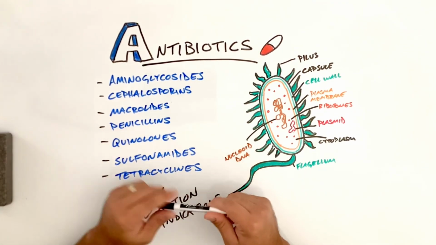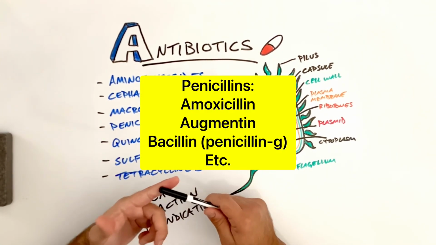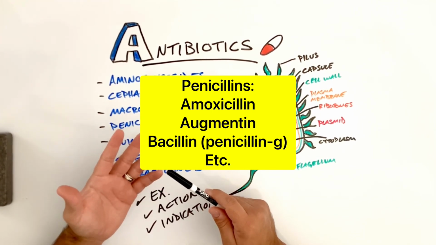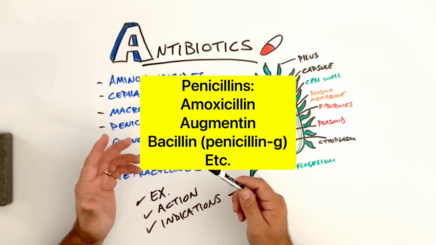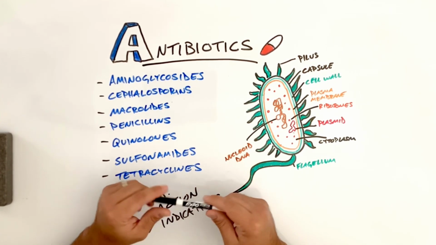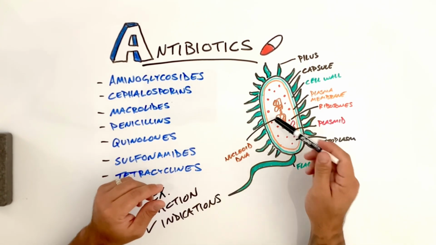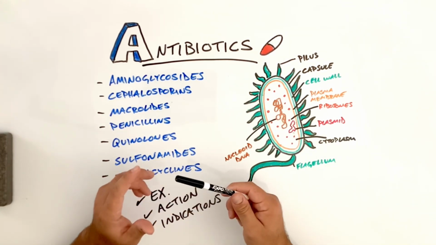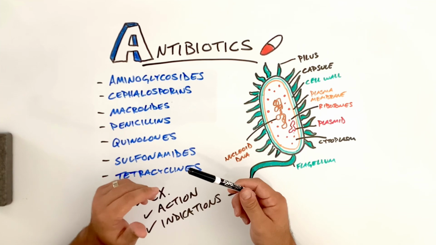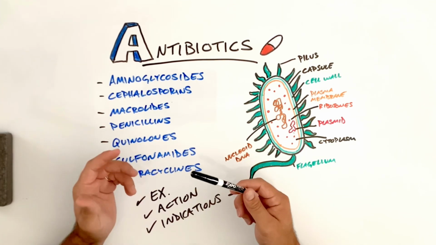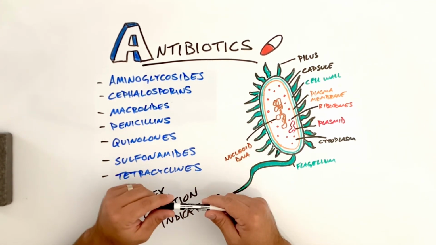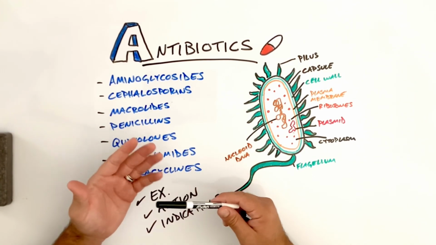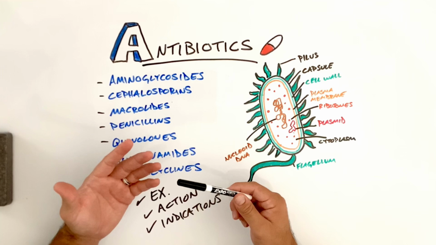Penicillin is a big popular one. So amoxicillin, you have Augmentin, Bicillin, stuff like that. Penicillin G rather. This is going to kill the bacteria by preventing the formation of the bacterial cell wall. A lot of the indications for these are sinusitis, respiratory infections, skin infections, UTIs. And then some penicillins are used to treat anthrax, meningitis, diphtheria, syphilis, and even pericarditis.